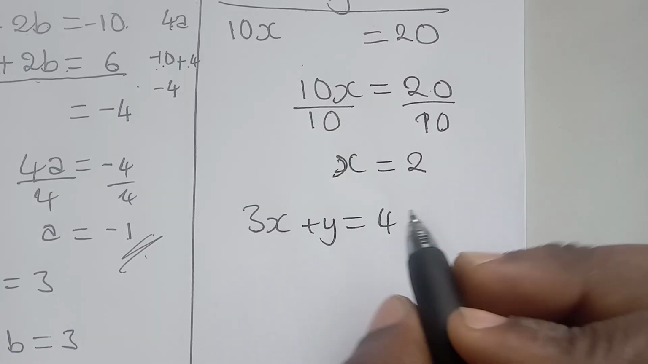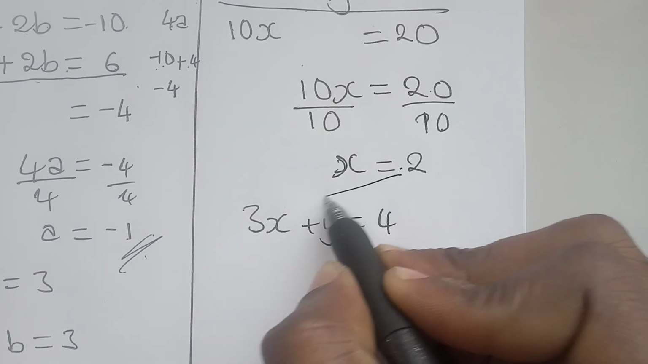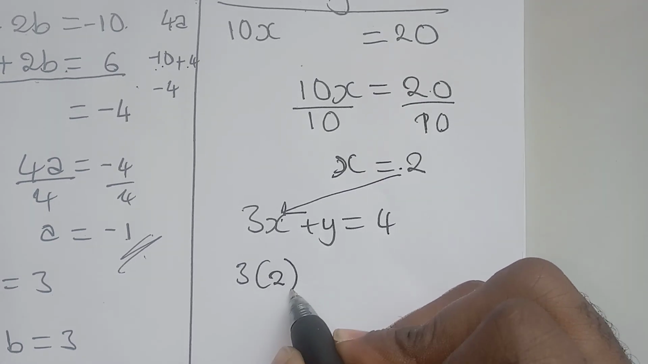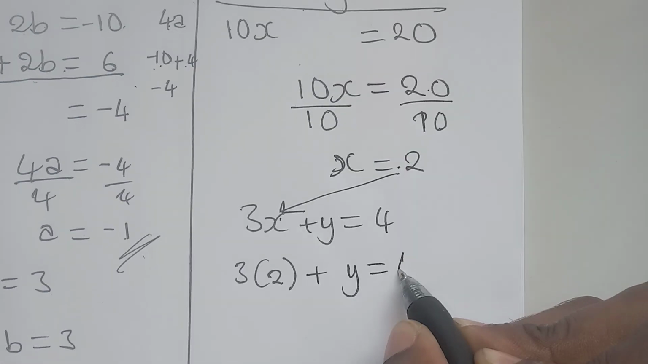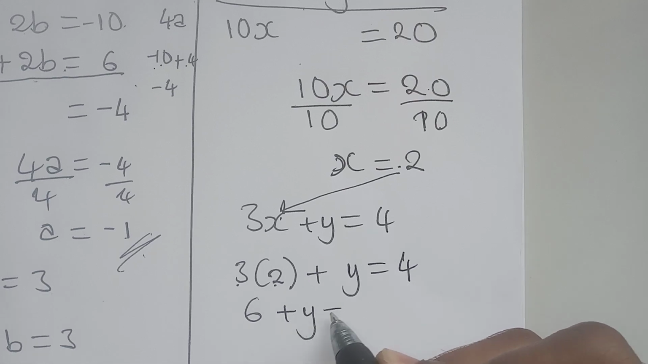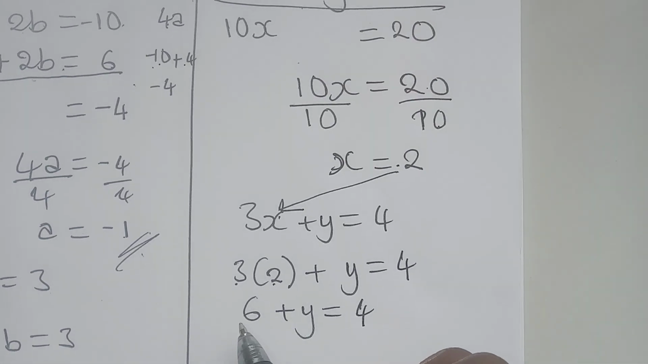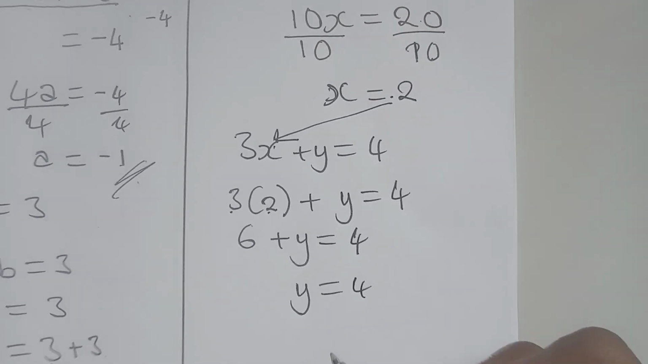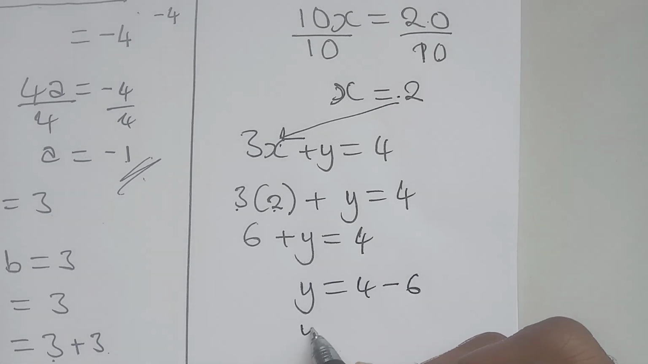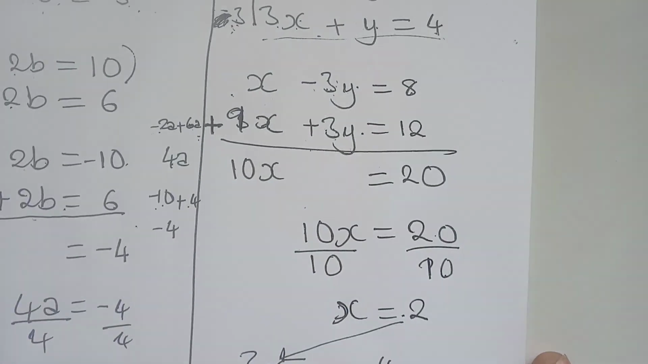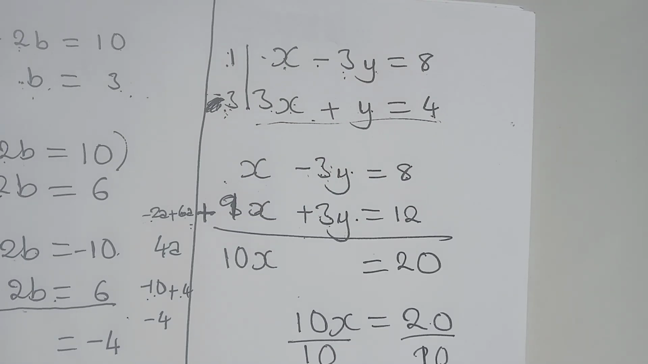And then to solve for y, you know that x is 2, so you can just substitute this in there so that you have 3, where you have x, you put your 2, and then plus y is the same as 4. Then this multiplied by this is 6, plus y is the same as 4. Then when you take the 6 to the other side, it will be negated so that you have 4 minus 6. Then y will therefore be negative 2. And you're done.